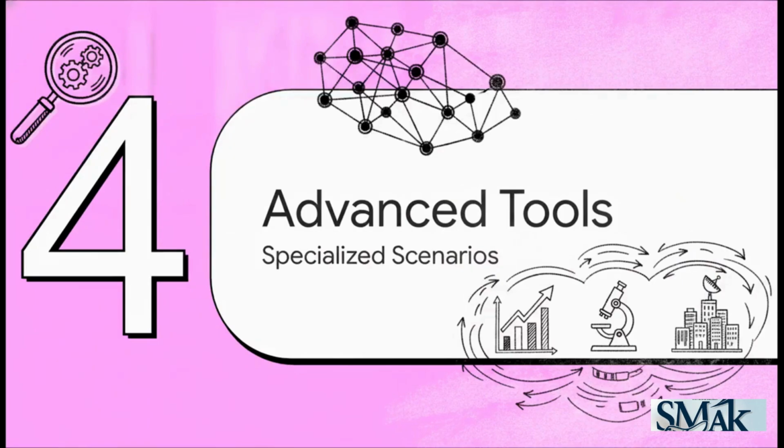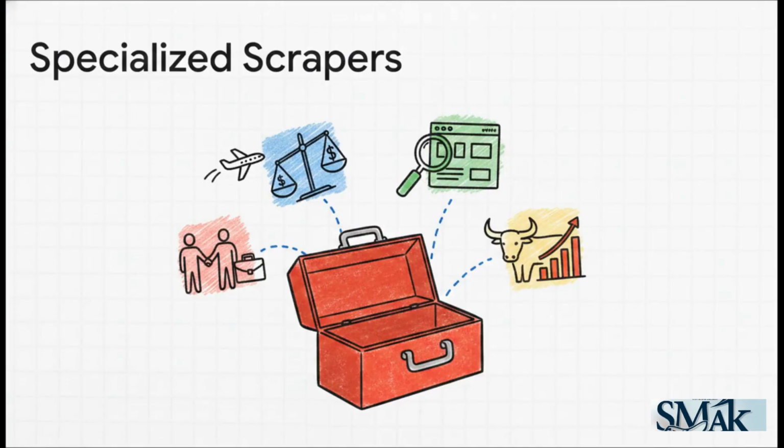Up next, part 4, advanced tools and scenarios. Now, what if you have a highly specific scenario? Well, there are niche tools for that. Building a cheap flight or price comparison site? Dexi.io is your go-to browser-based crawler.